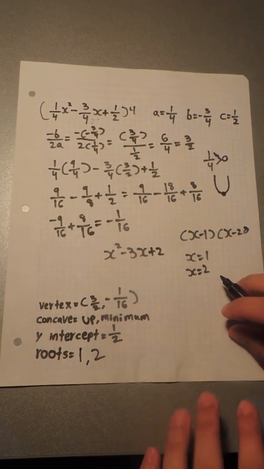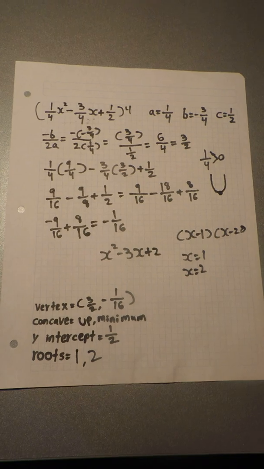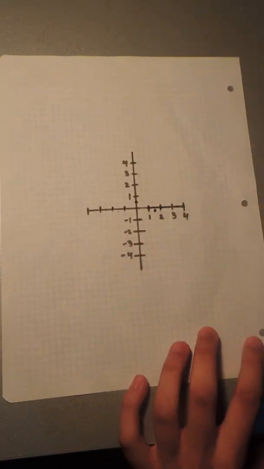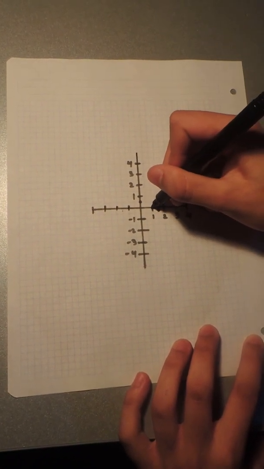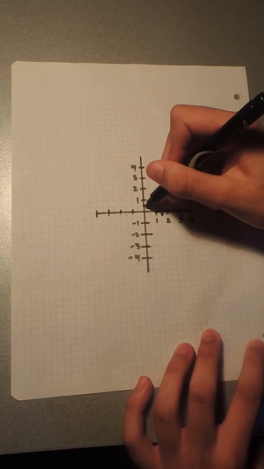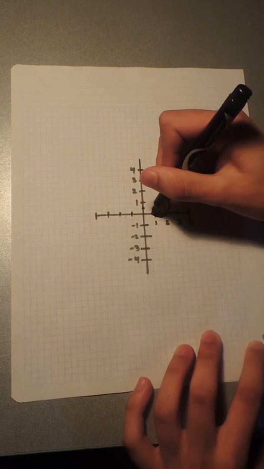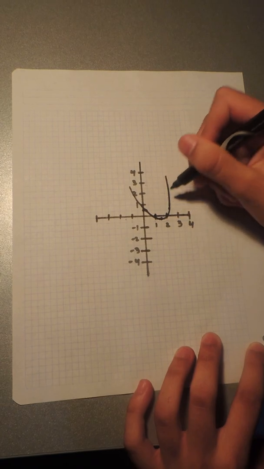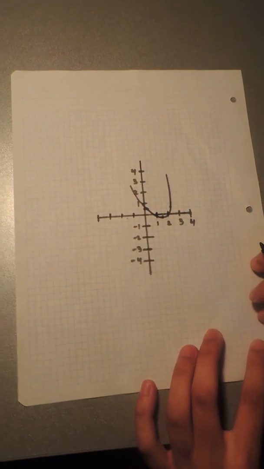So now we have everything here. The vertex is 3/2, minus 1/16, and everything else. Now we must graph it over here. So I've already put the points in: x equals 2, x equals 1, then the vertex right here and the y-intercept. And then you just have to do an approximation of the parabola where it touches all the points, and it will be something like that. That's it.